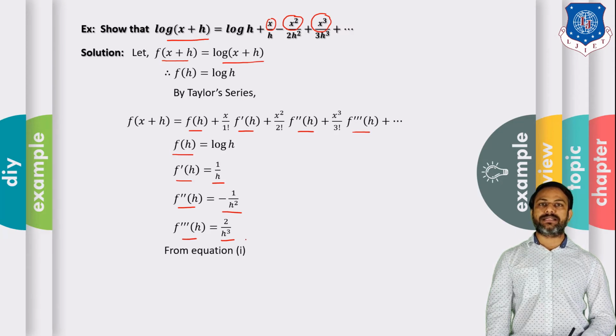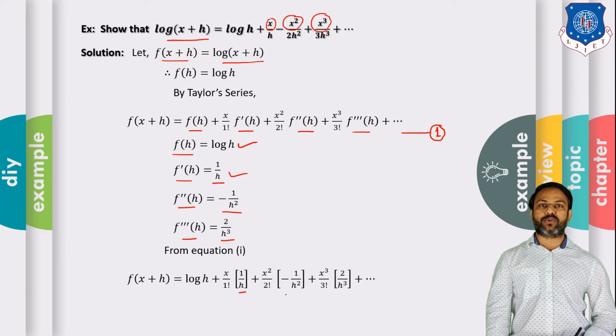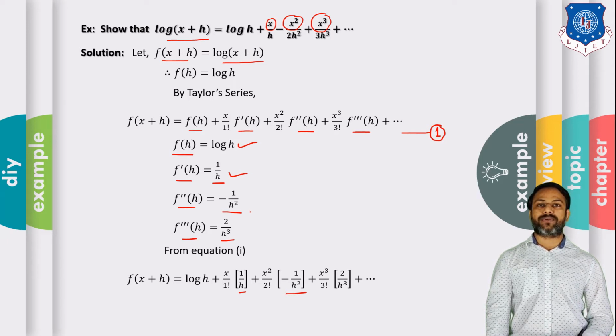By putting all these f of h, f dash of h, f double dash of h, f triple dash of h in equation 1, we have f of x plus h is equal to f of h, which is log h, plus x by 1 factorial as it is, f dash of h is 1 by h, plus x square by 2 factorial as it is, f double dash of h is minus 1 by h square, plus x cube by 3 factorial as it is into f triple dash of h which is 2 by h cube, and so on.